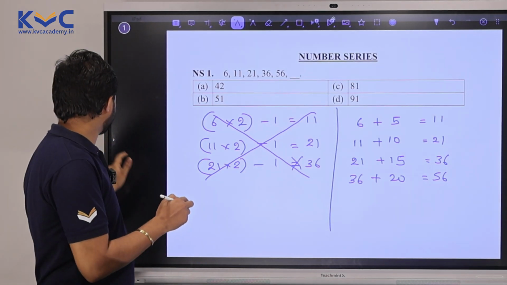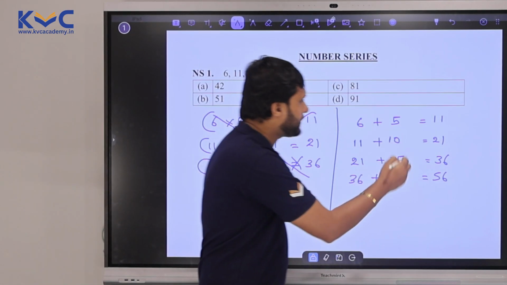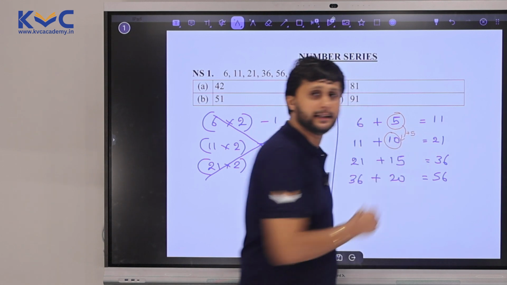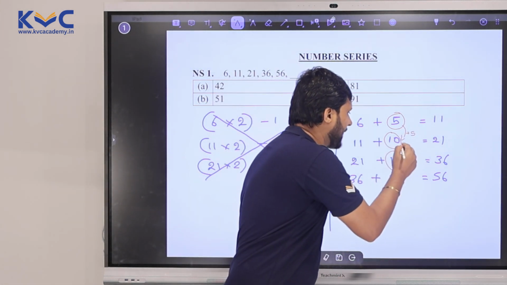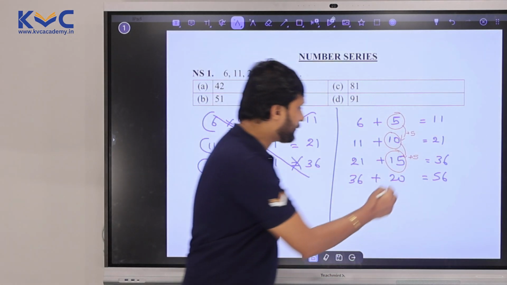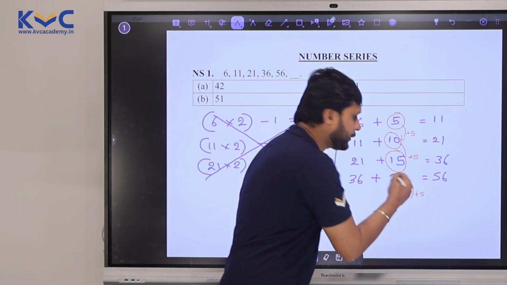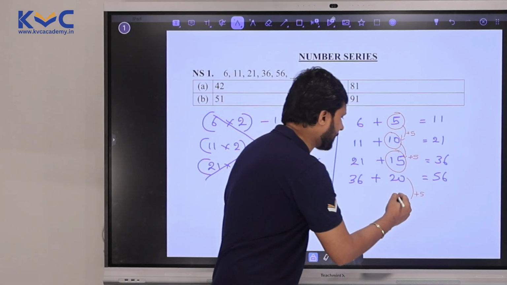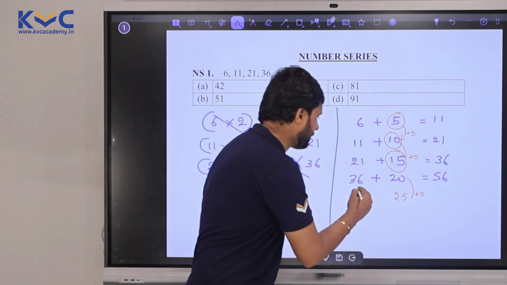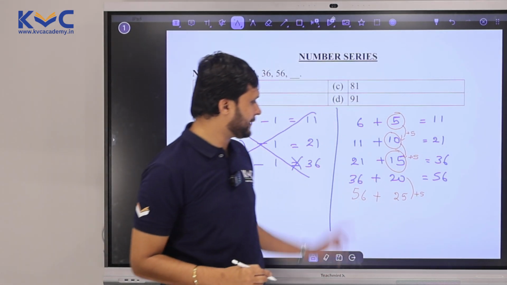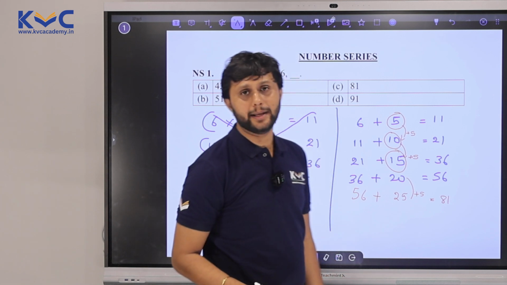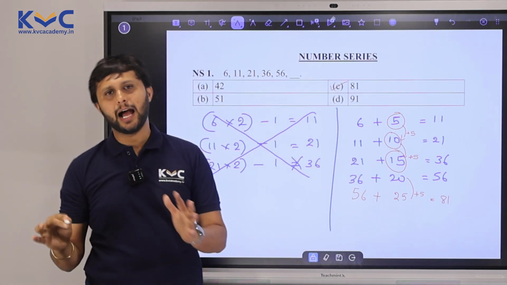Okay. So in that case, what can I do? From one step to the next, the number we add increases by 5 every time. So if I add another 5 to 20, it becomes 25. This should be 25, and the last number is 56. So I'll write 56 plus 25, which is equal to 81. 81 is the right answer.